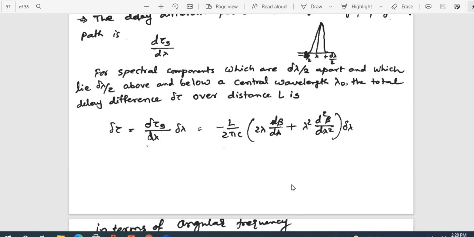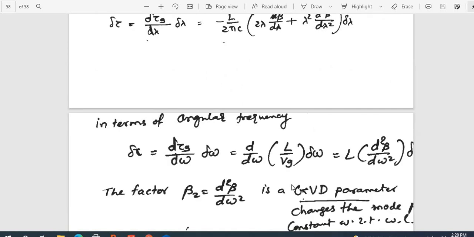That is represented with the help of minus L by 2 pi c into 2 lambda d beta by d lambda plus lambda square d square beta by d lambda square, into delta lambda. In terms of angular frequency, we can write it in this format. So delta tau is equal to d by d omega of Tj into delta omega. Already I wrote what Tj is, students: L by Vg. Propagation delay is L by the propagation velocity, the group velocity. So group delay is equal to 1 by group velocity, right?